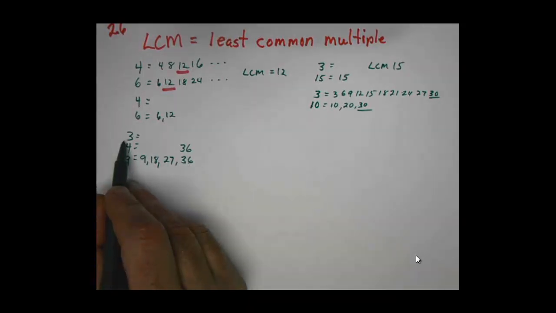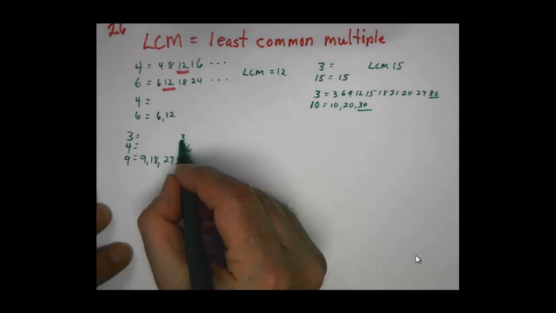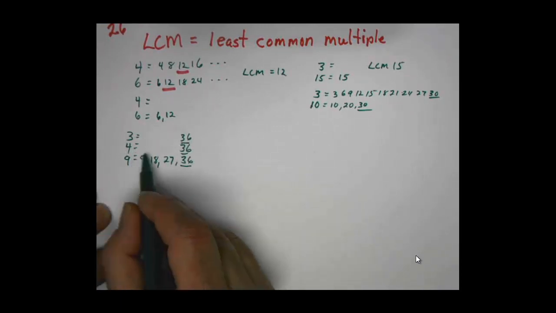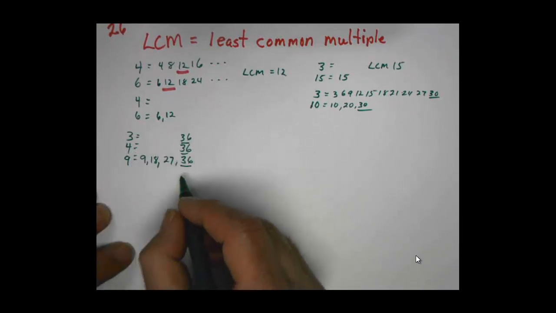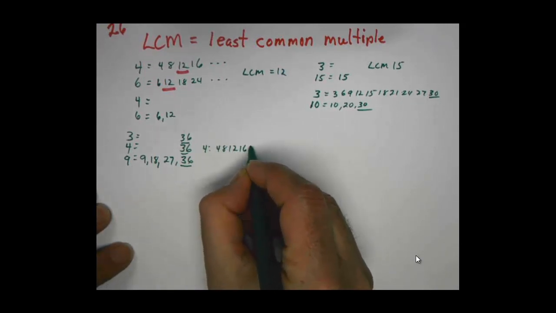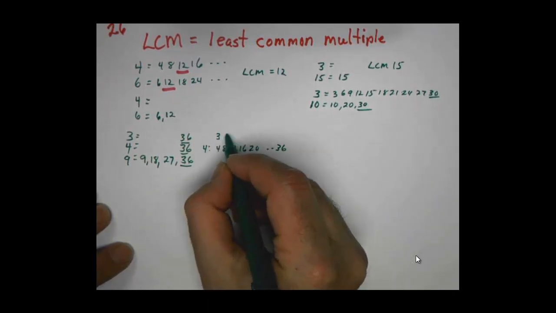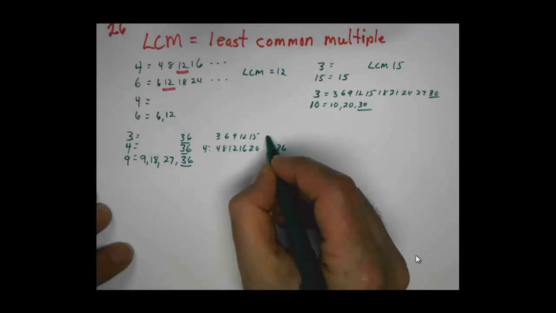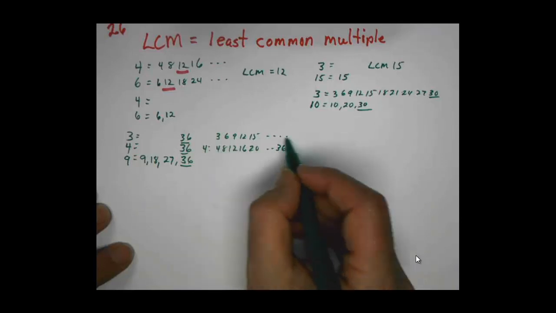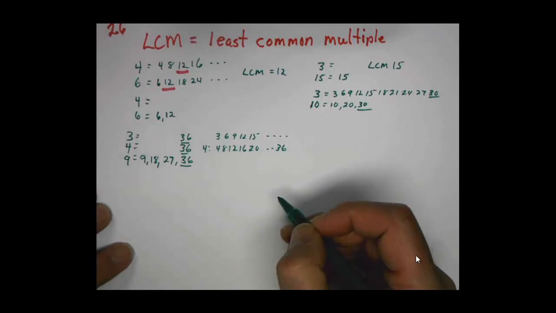But we have one more number to check. Does 3 go into 36? Yes. So now we know that this is the least common multiple. It's the first number that's going to be the same on all the lists. We could have written the 4 out, 4, 8, 12, 16, 20, and so on, until we got to 36. And we could have done 3, 6, 9, 12, 15. You see how that's a lot more work. Writing them out is a lot more work than just simply checking. So that's why I advise this particular method.